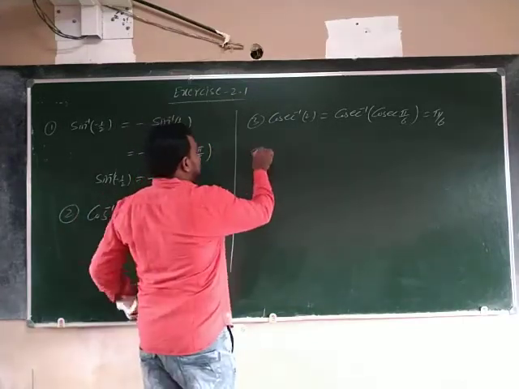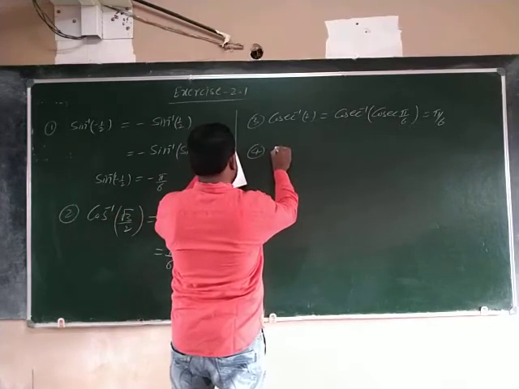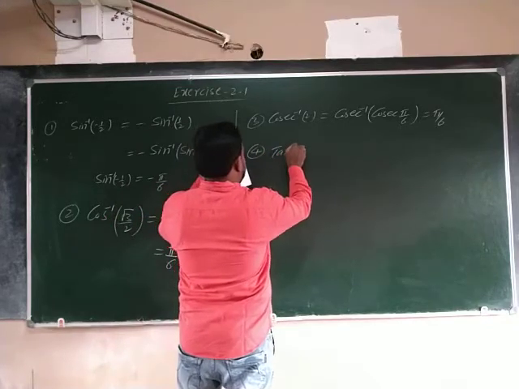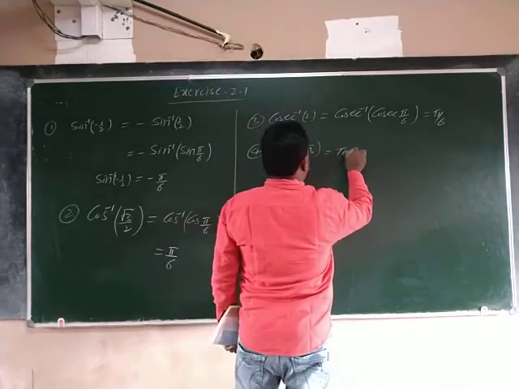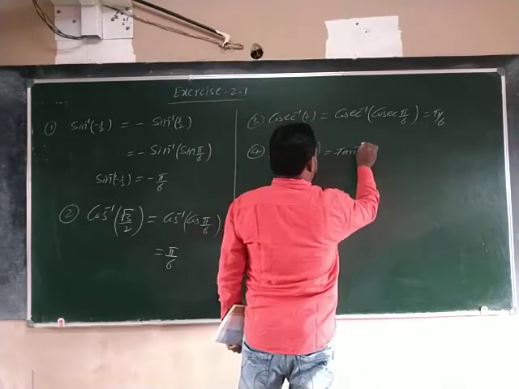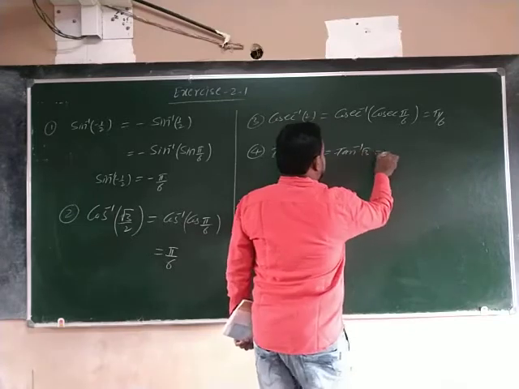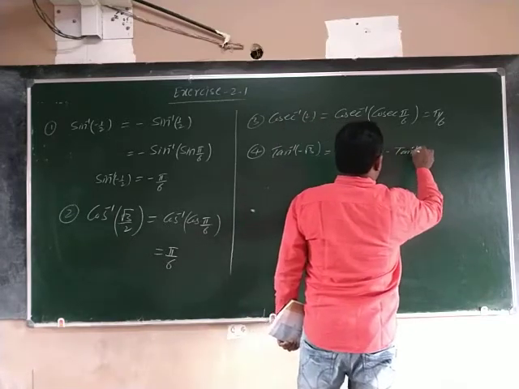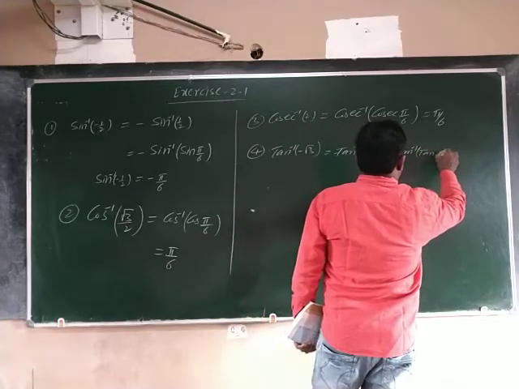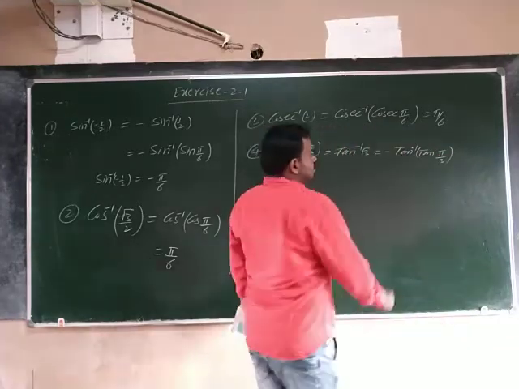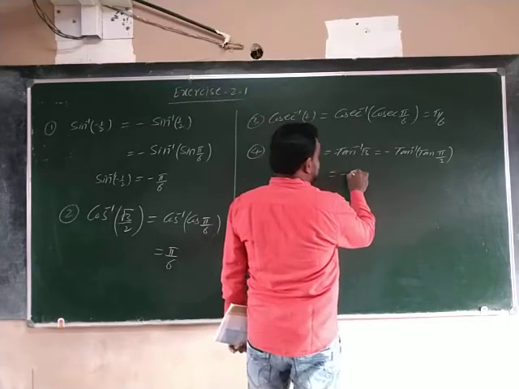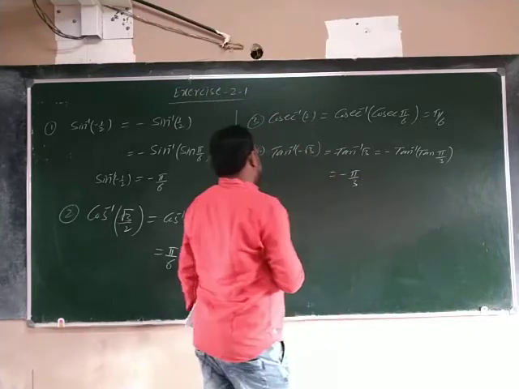Next, the fourth one. Tan inverse of minus root 3. This is equal to minus tan inverse of root 3. The tan inverse of root 3 value is pi by 3, since tan pi by 3 is root 3. So this is equal to minus pi by 3, which is the answer.